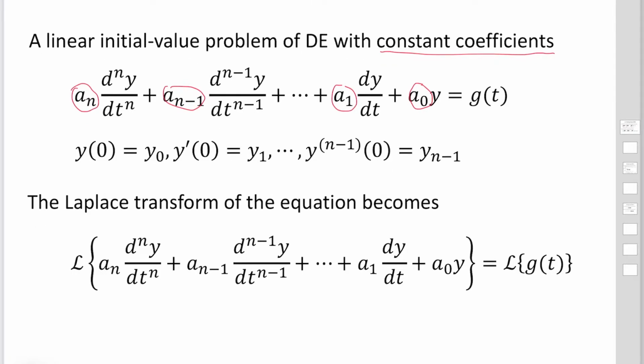Initial conditions are given: y(0) equals y sub 0, y prime (0) equals y sub 1, and the n minus 1 derivative at t equals 0 is y sub n minus 1. Using these initial conditions, we'd like to determine the function y.